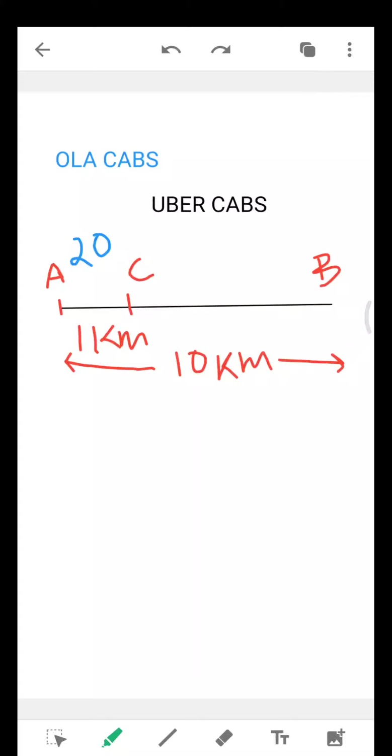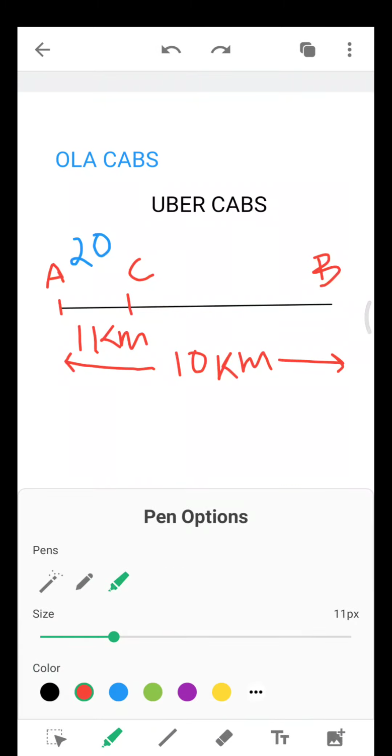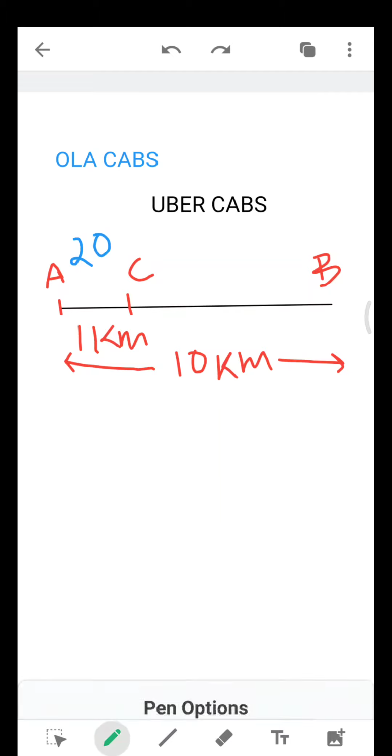Then after that, how many kilometers are remaining now? 1 kilometer you already traveled by paying 20 rupees. So remaining are 10 minus 1, isn't it? So we'll subtract 1 from the whole distance, 10 minus 1. So remaining is how many kilometers now? 9 kilometers are remaining now.